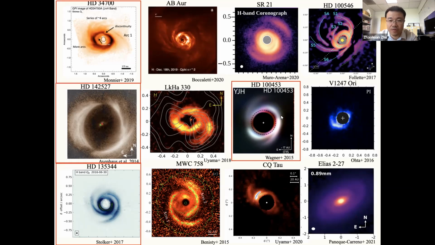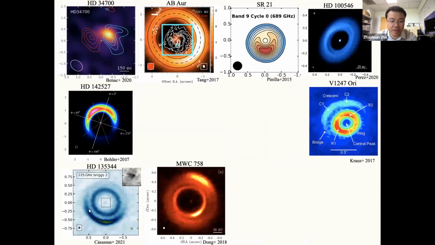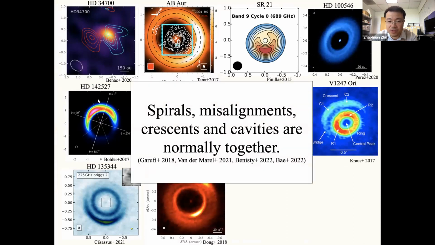If you look at all of these spiral systems at ALMA wavelengths, you will find that more than half of them actually have this crescent structure in the ALMA image. So overall, it seems that the spirals, the misalignments, the crescents, and the cavities normally occur together. So something is going on in these systems causing all these features.